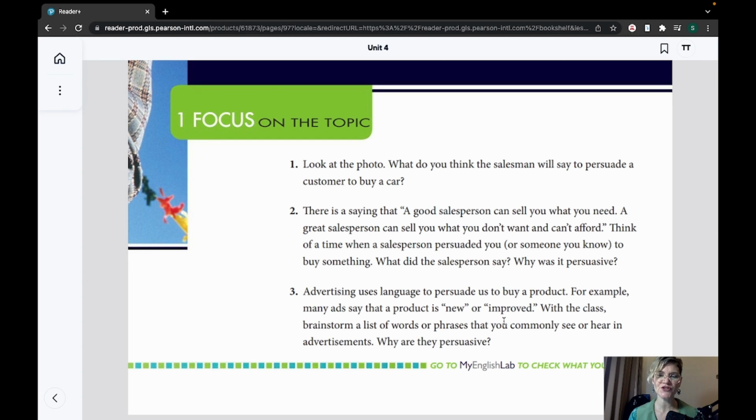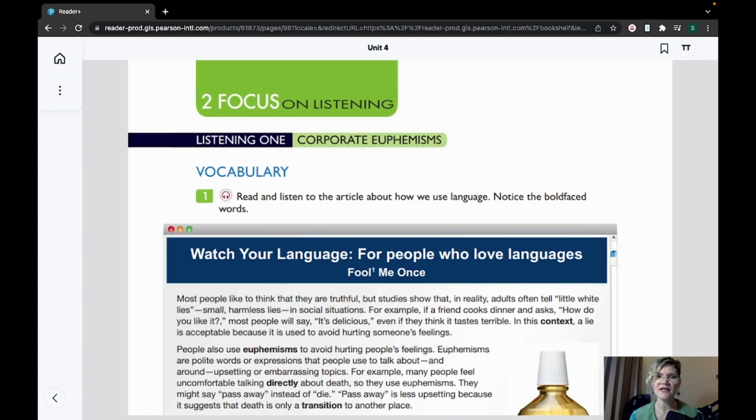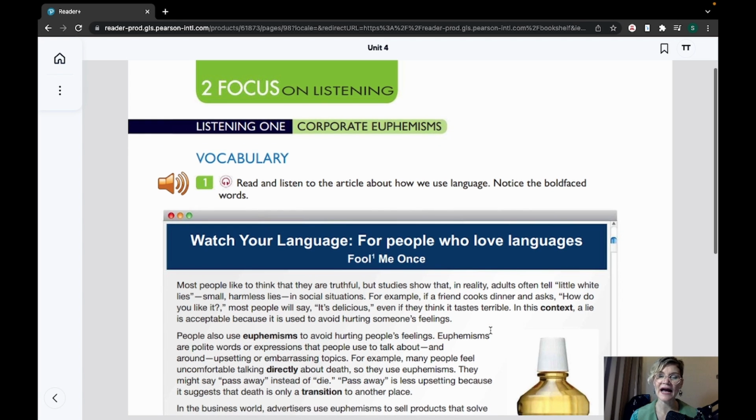Advertising uses language to persuade us to buy a product. For example, many ads say that a product is new or improved. Now, we're going to look at how we can be persuasive with our language. Maybe there is something you would want to sell, or maybe you just want to be more persuasive in your speaking, in your public speaking or in your writing. So we're going to look at what it is to be persuasive and how we can use persuasive language.